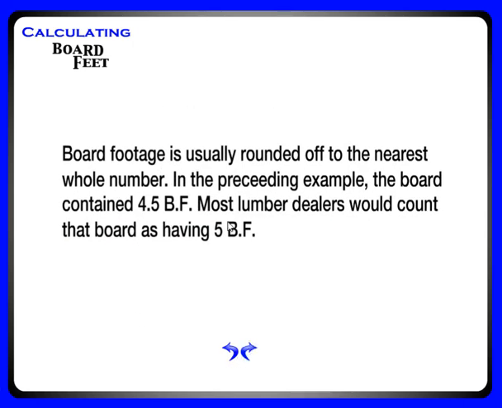Board footage is rounded off to the nearest whole number. So in the preceding example, we had 4.5 board feet, but lumber dealers wouldn't count that as 4.5 board feet. They would round either up or down. In this case, they would round up. 4.5 and greater would be rounded up to the next whole number, in this case 5 board feet.